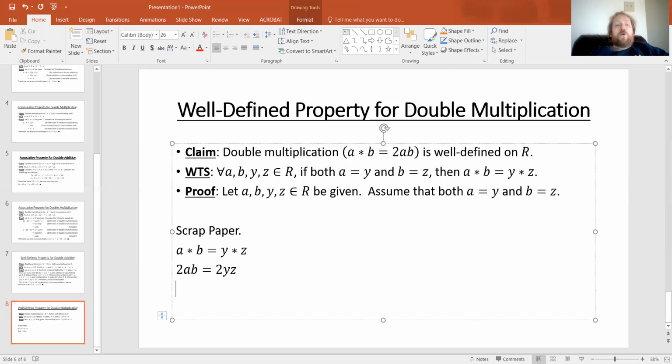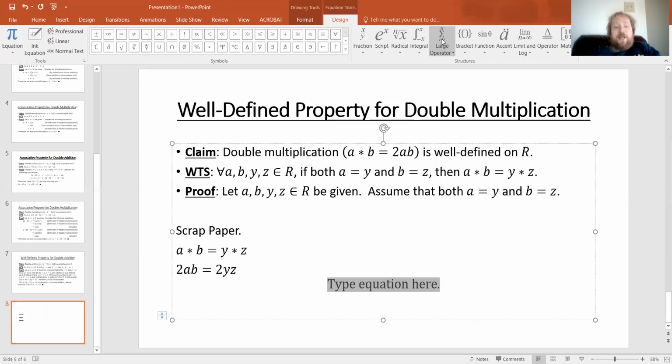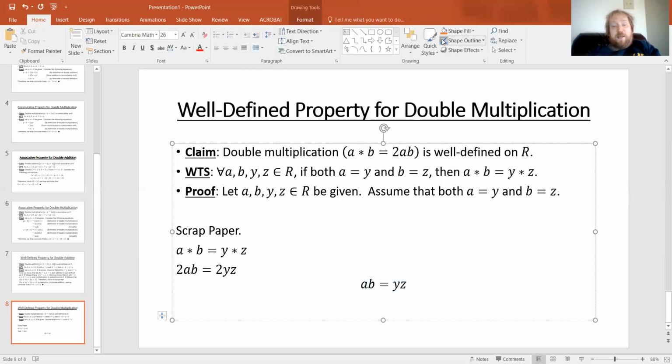Now, we can break this up. We know that 2 equals 2. So if we can get down to AB equals YZ, we can multiply both sides by 2 using the multiplication as well defined to get 2AB equals 2YZ. So we really just need to figure out how to go from A equals Y and B equals Z to AB equals YZ. And that's just the use of multiplication being well defined. So now that we've worked it backwards on scrap paper, each sentence writes itself.